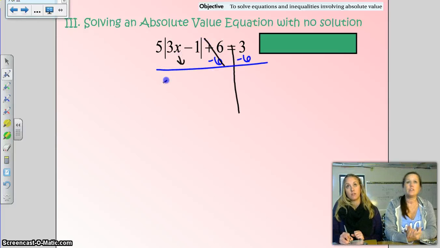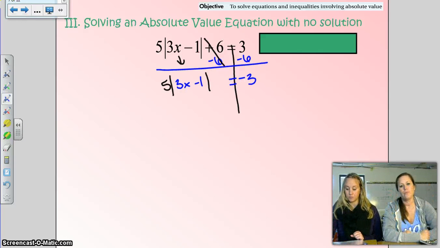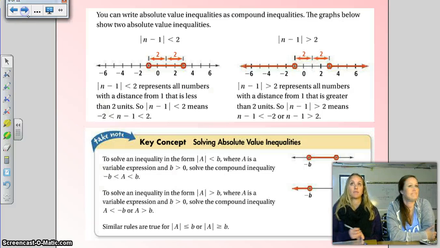So 5 times the absolute value of 3x minus 1 equals negative 3. Cannot have a negative. No solution. Absolute value cannot equal a negative.